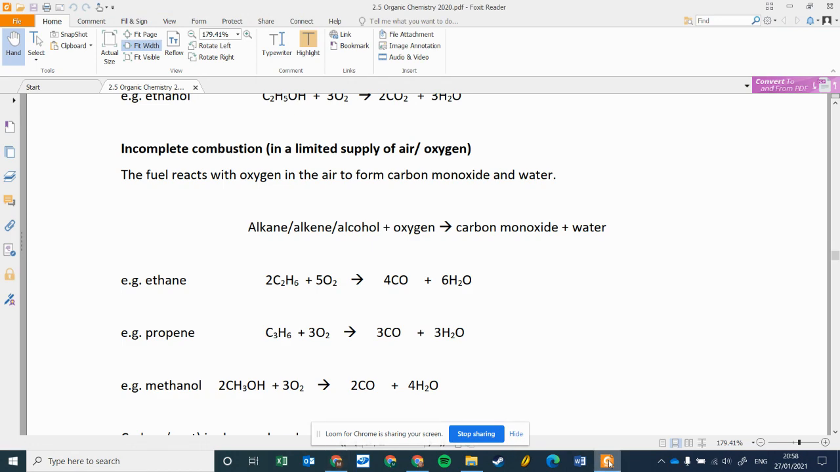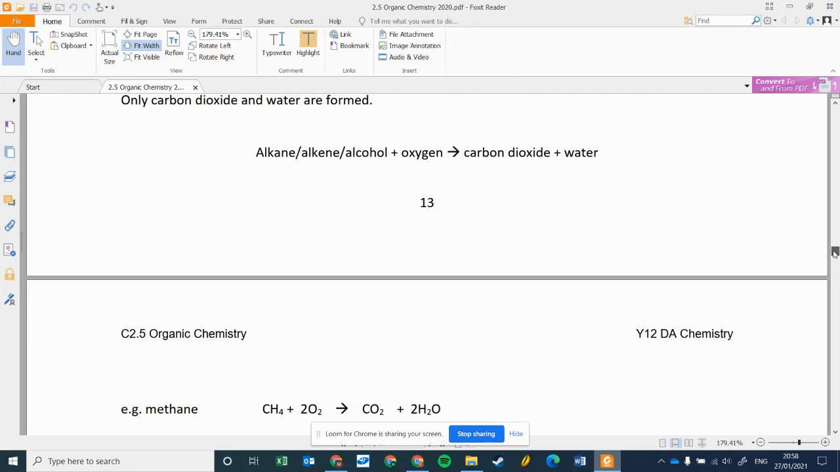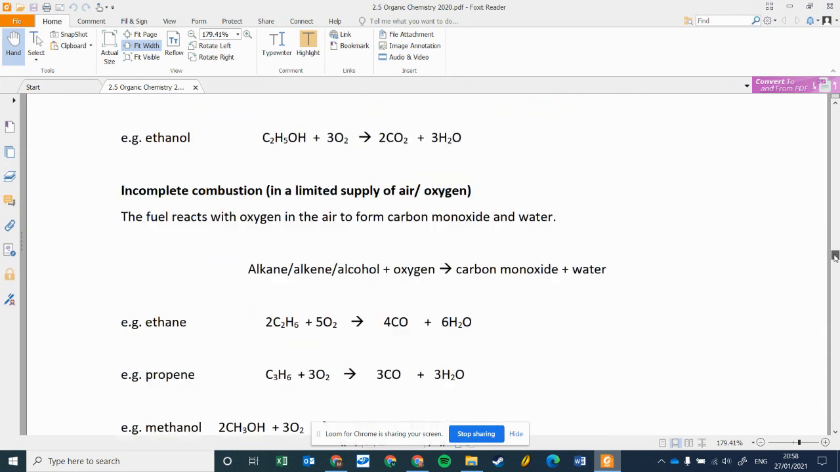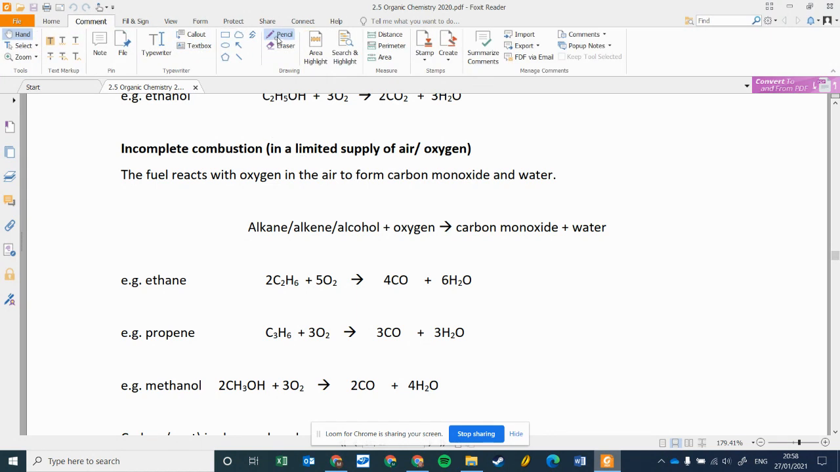So just having a look at the notes so far, there are examples of balanced chemical equations there for complete combustion. Now, in incomplete combustion, you have a limited supply of air. You would have to be told that those were the conditions in an equation. You would have to be told you have a limited supply of air or oxygen. Obviously, oxygen makes up about 20% of the air. And this time you get carbon monoxide and water.